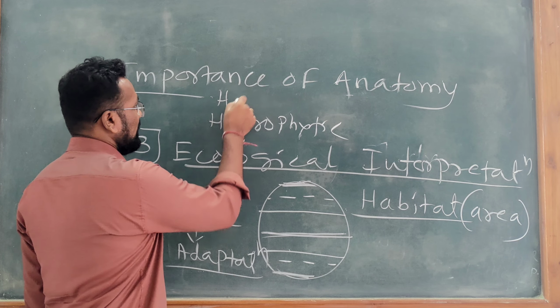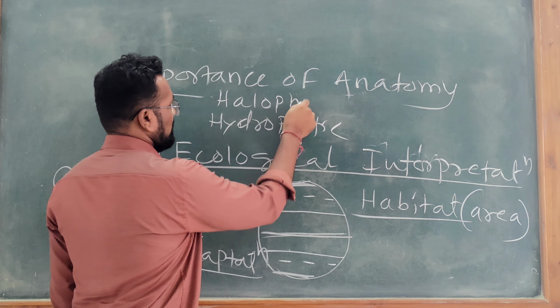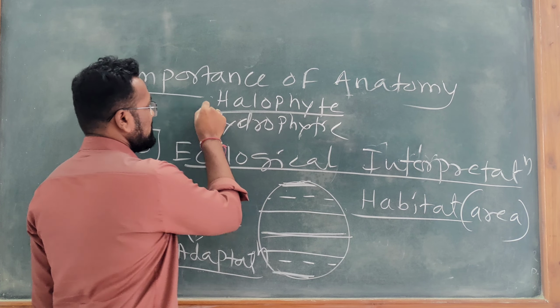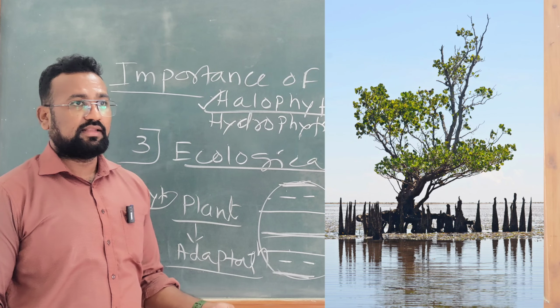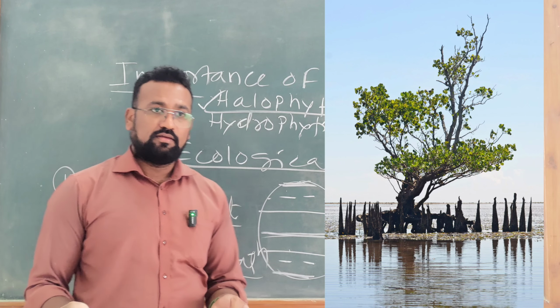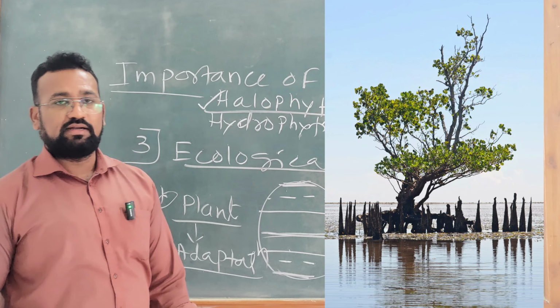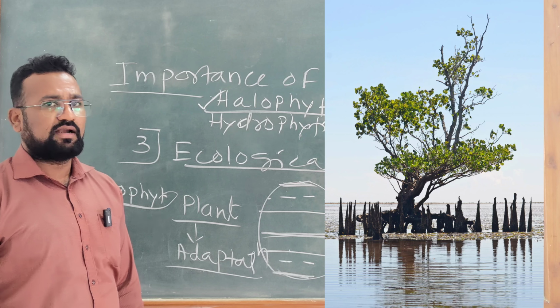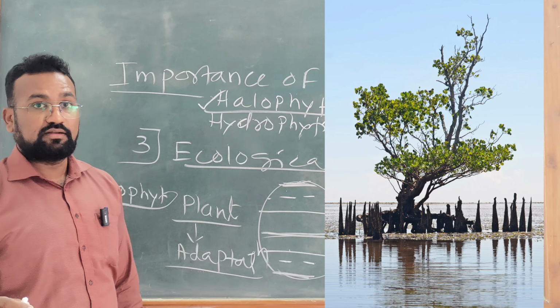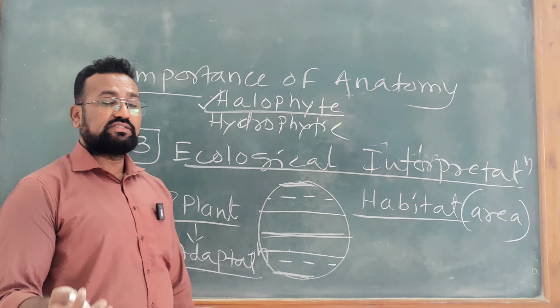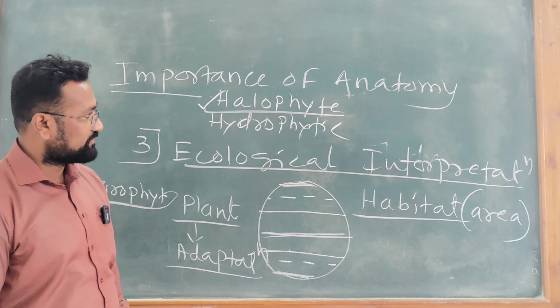Likewise, you have halophytes. Halophyte means a plant that generally grows in salt water. Salt water area means sea water area, such as the mangrove plants I have highlighted here. Those plants are very smart and capable of surviving in salt water also. No other plant can live in salt water. To live in such an area, the plant shows some modification.